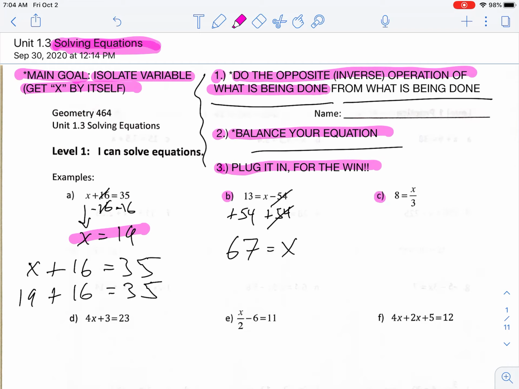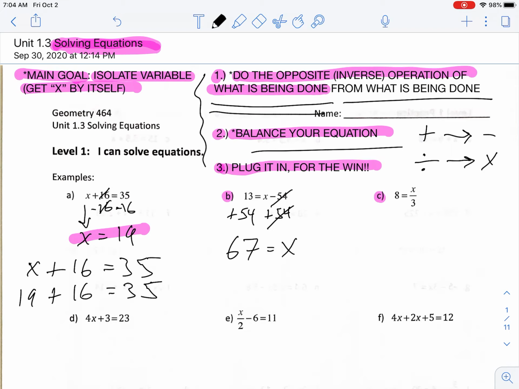All right, let's go with C. Here we go. 8 equals x divided by 3. Don't be fooled by this. They're making it try to look hard for you. It's the same thing over here. Do the opposite of what's being done. So if they have x divided by 3, I know the opposite of addition is subtraction, and I know the opposite of division is multiplication.